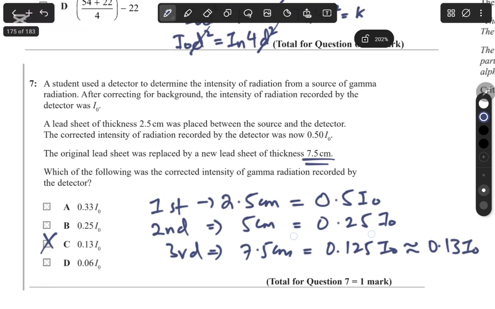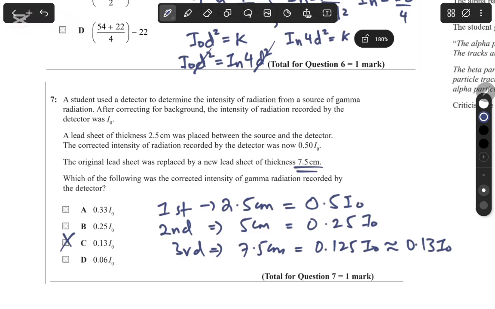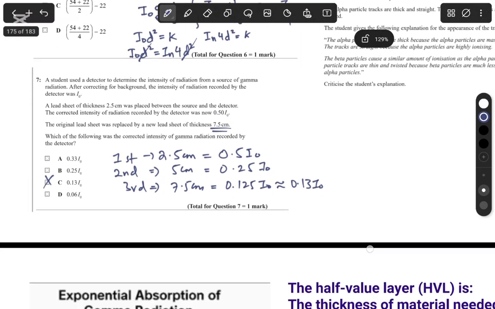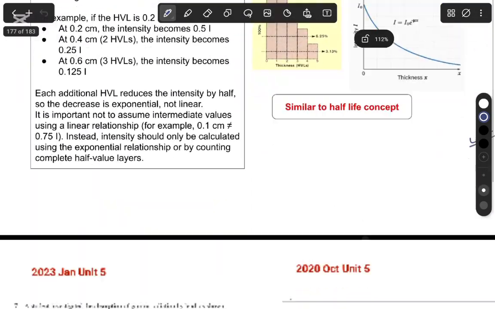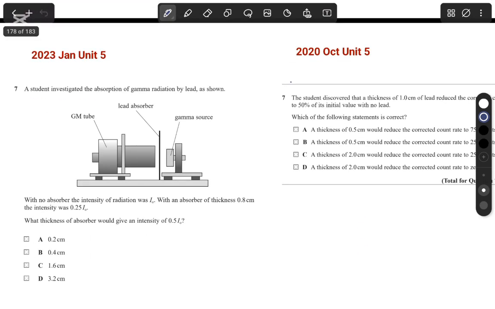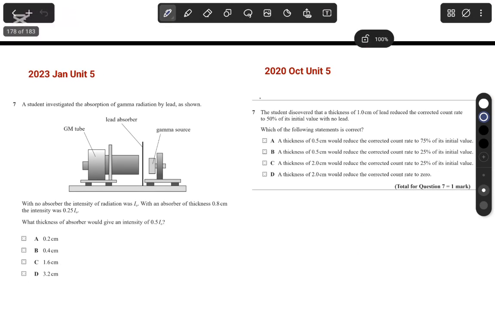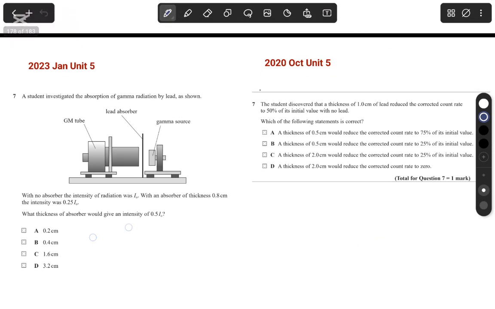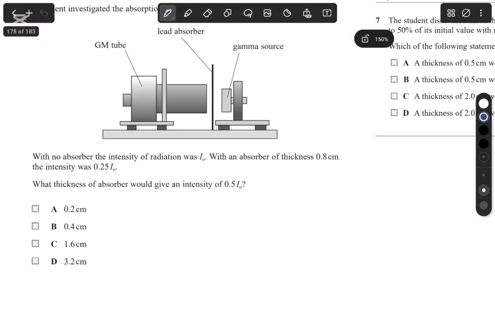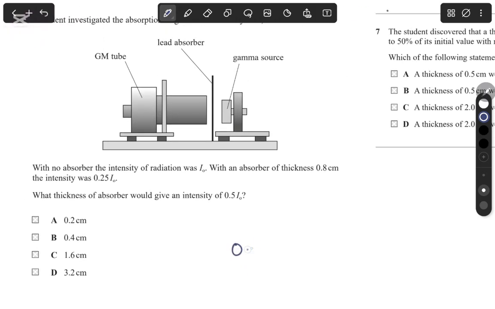Okay, I've done this a little quick. Okay, so I hope this is clear. And I have 2 more MCQs as well. So this from 2023 Jan Unit 5, 2020 October Unit 5. Okay, here one again, they have told me that 0.8 centimeter is going to be 0.25 I naught.